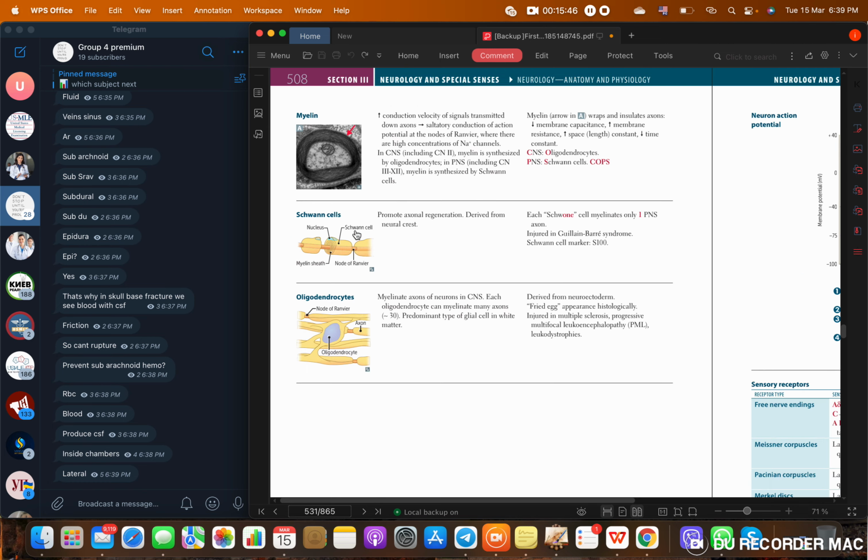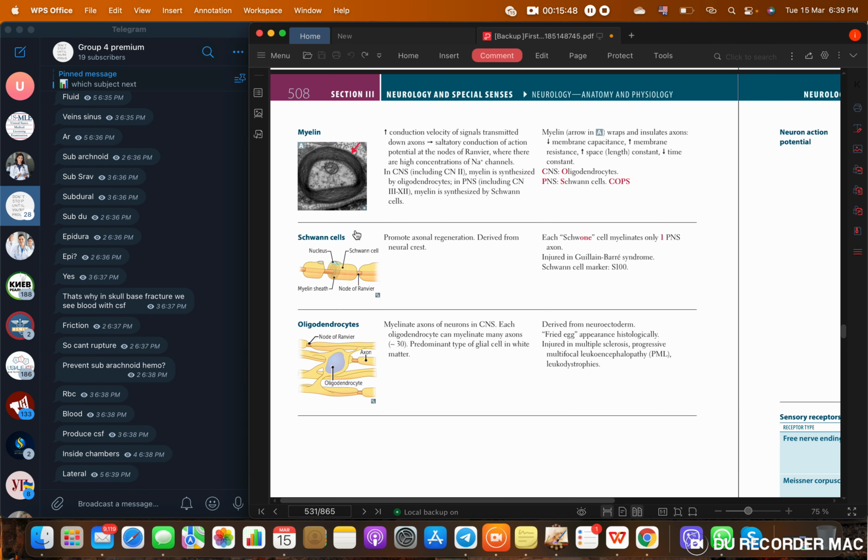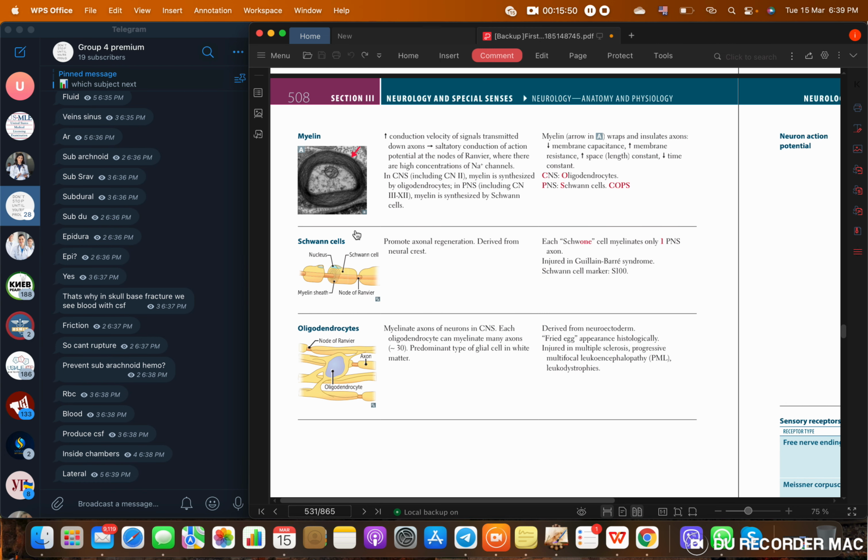So myelin. Quick. In the CNS, oligodendrocytes lead to myelination of the brain. In the PNS, Schwann cells do the myelination of the peripheral nerve. What I want you to know is that you need one Schwann cell to myelinate one nerve segment. However, one oligodendrocyte can myelinate multiple nerves. That's the first thing to know.